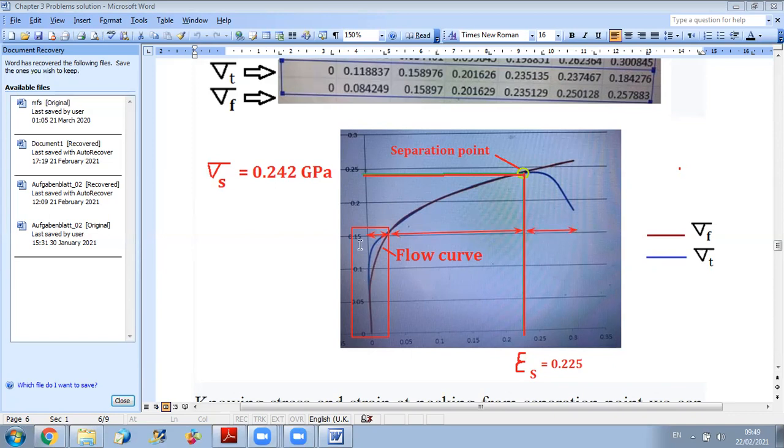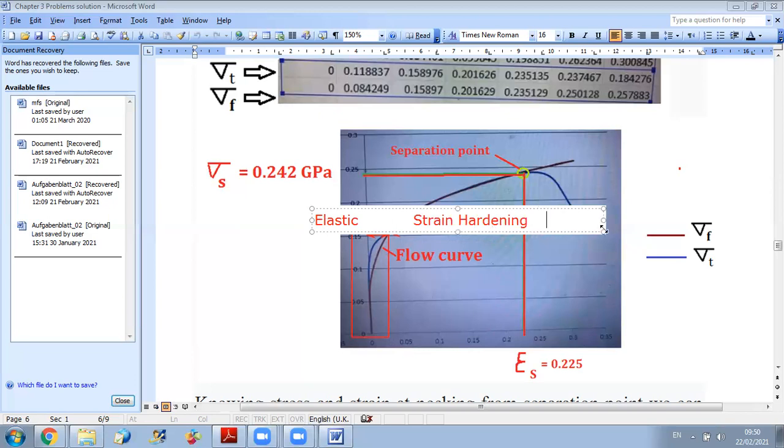Okay, so elastic, strain hardening, and necking at the end. Now you will see that when you draw the two curves, the separation point will be very clear, and you can find at which point the two curves separate.